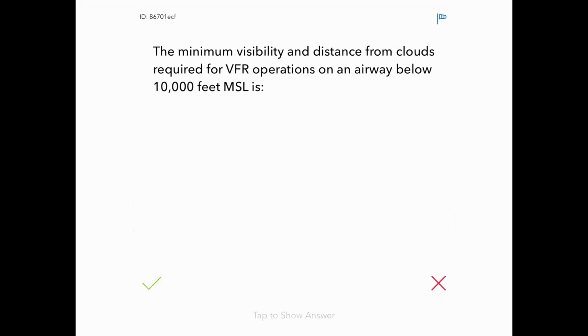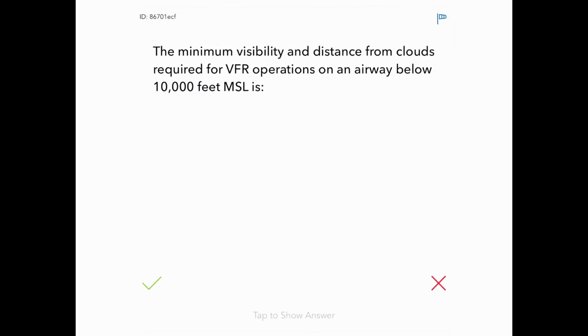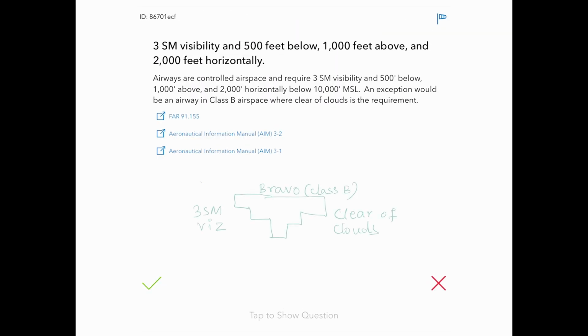Next one, the minimum visibility and distance from clouds required for VFR operations on an airway below 10,000 feet MSL. Airways are in controlled airspace. So in controlled airspace, which is the left-hand side of our diagram, the requirement is 3 Cessna 152s. So we need 3 statute miles and 1,000 feet above the cloud, 500 feet below, and 2,000 feet horizontal from the cloud. There is also a Class B exception. If the airway is in Class B airspace, then it's clear of clouds. That's the requirement.